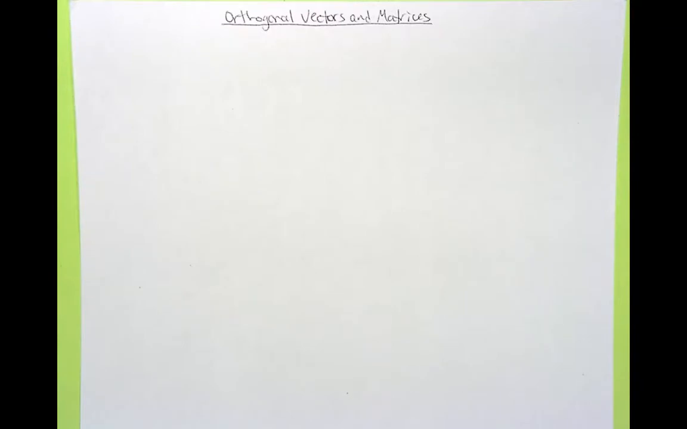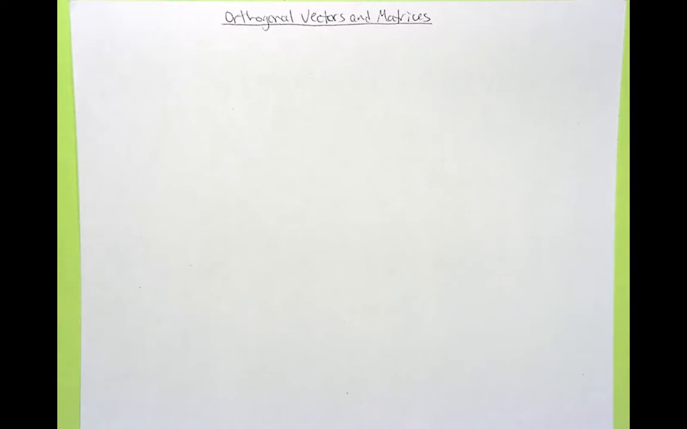Alright, so next we're going to talk about orthogonal vectors and matrices. For two vectors to be orthogonal means that they are perpendicular to one another, or in other words, they have a zero correlation with one another. So to test whether two vectors are orthogonal to one another, we obtain their sum of products. If the sum of products is 0, we can say that the two vectors are orthogonal. But if the sum of products is not 0, then they're not orthogonal.